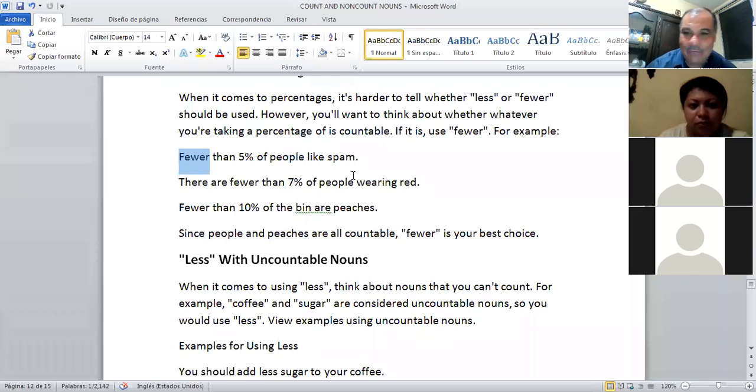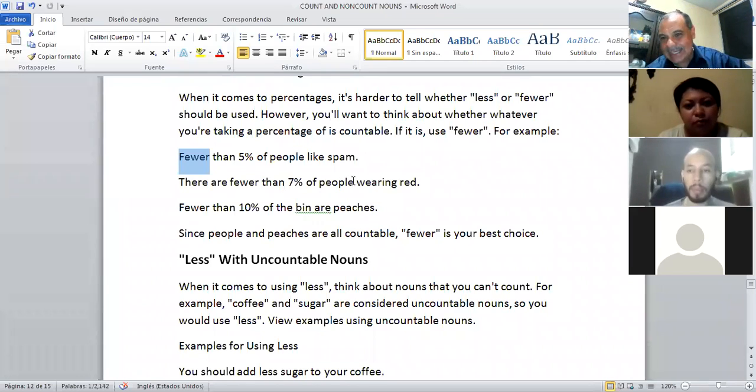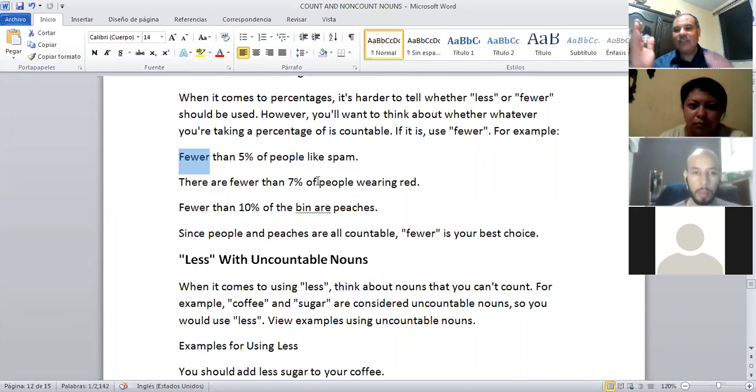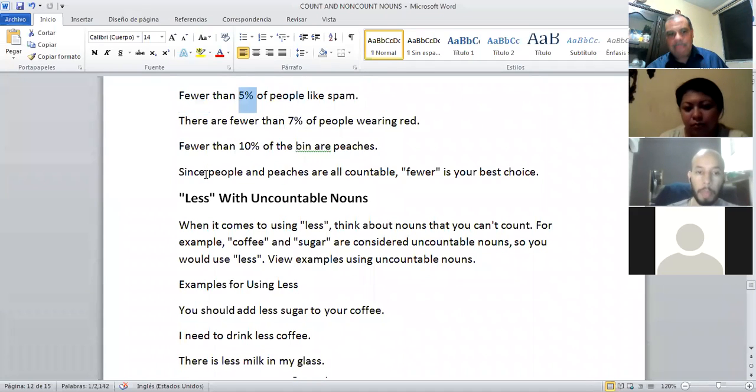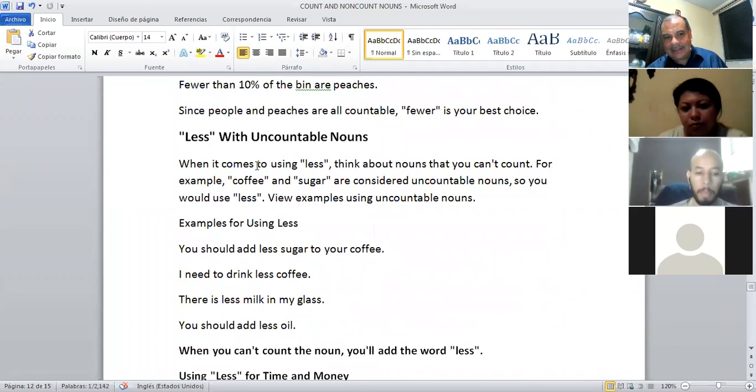Menos libros traen completa la jornada. Even though you use it with countable nouns, in Spanish we use the same word, menos. But in English, there is a difference. That is fewer for countable nouns. If the percentage is talking about countable nouns, you have to use fewer. Very good. Now, less is used with uncountable nouns.